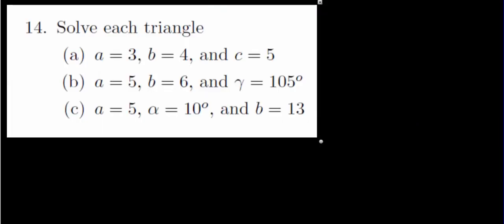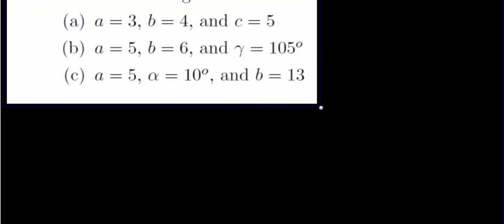Okay, now we want to look at the application, solving triangles. First of all, for right triangles, we can just use the inverse sine, cosine, tangent and solve them that way. So this first one is a right triangle. Now you know that because 3 squared plus 4 squared equals 5 squared. But let's suppose you don't know that.